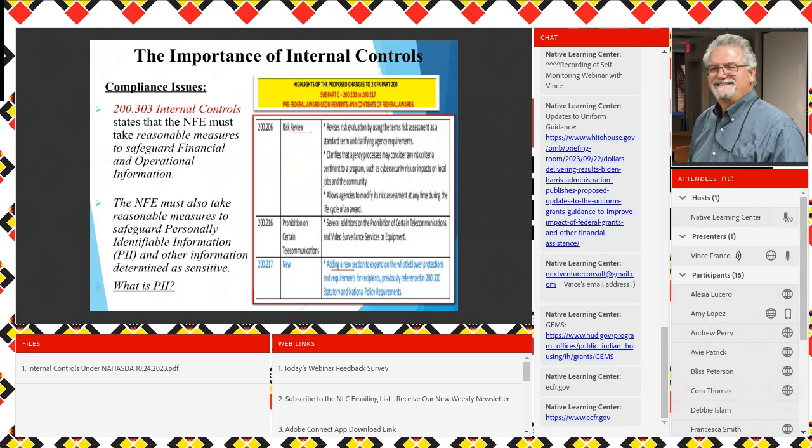Second asterisk clarifies that agency processes may consider any risk criteria pertinent to a program. Okay, giving the agencies a little more flexibility on their end to determine what is risk of the federal funding recipients, such as cybersecurity listed specifically, or impacts on local jobs and the community. Okay, focus. It allows federal agencies to modify their risk assessment at any time during the cycle of the award.